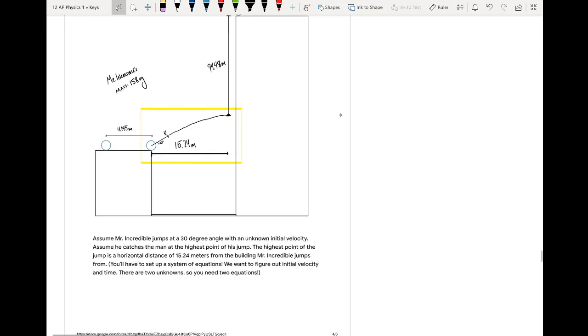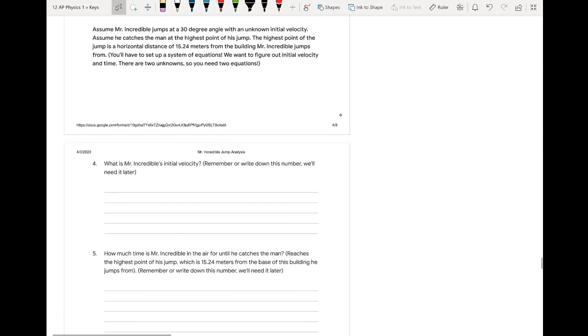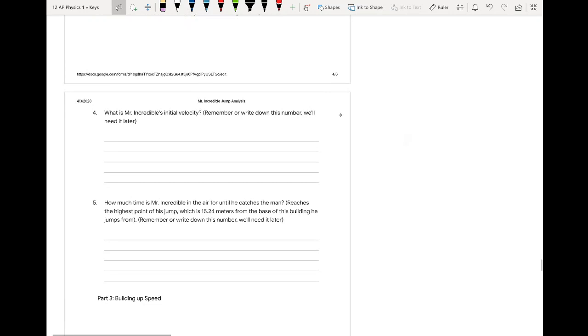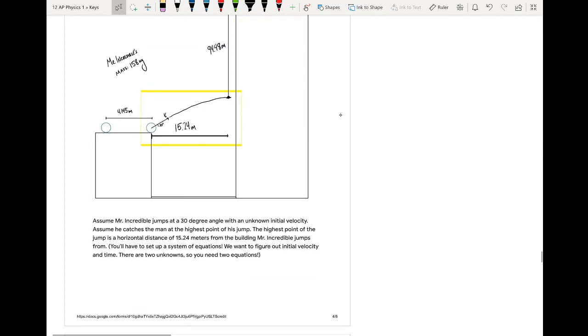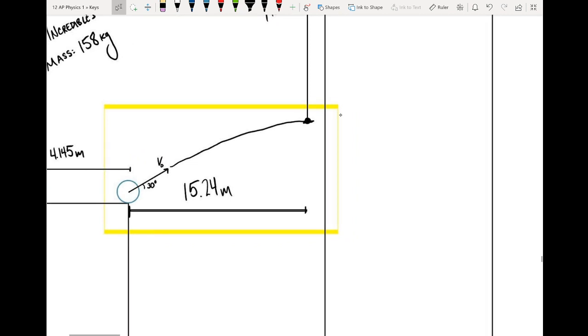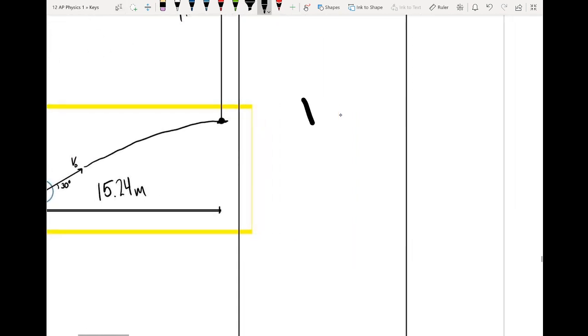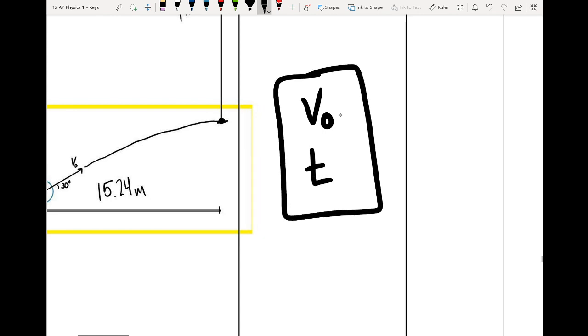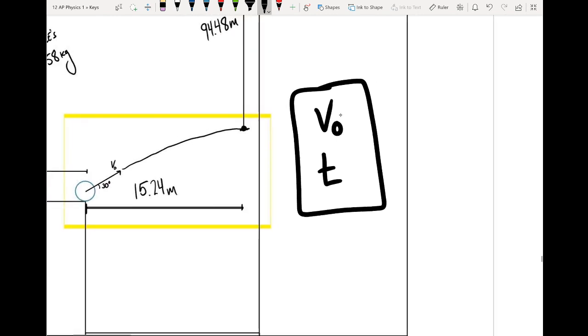So what we're going to need to do is set up a system of equations. We want to know his initial velocity, and we want to know the time that he's in the air for. So let's go to our situation and analyze it. It looks like we need v naught and we need t. These are the two things that we need, so we need to set up equations where we'll be able to do that.